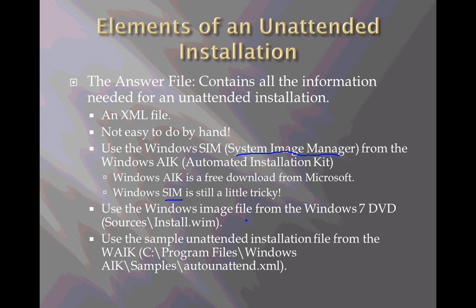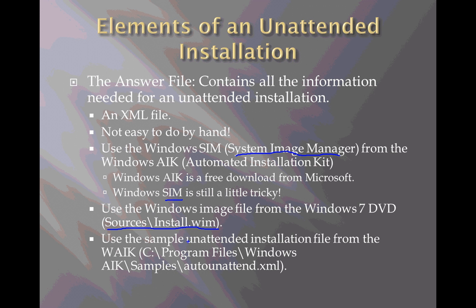We're going to use a couple of things to create this answer file. One is a Windows image file that's on the Windows 7 DVD. This is an image of a Windows installation. It's in the sources folder and it's called install.wim. You create these WIM files with the ImageX tool that comes with the Automated Installation Kit, where you can create an image of a complete Windows installation. We have an installation image on the DVD for us to use.